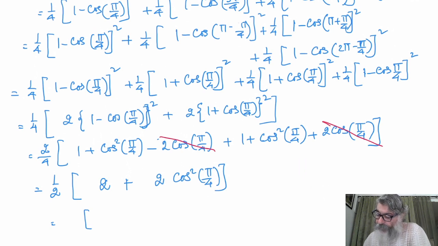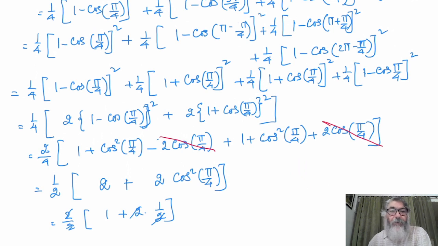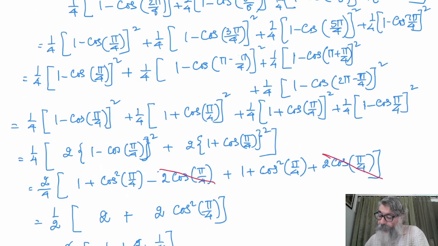Okay, 1 plus, if 2 goes outside, it will cancel. 1 plus 2, and cos pi by 4 is 1 by root 2. So 1 upon 2. So there is a mistake somewhere. What is the mistake we have committed? Somewhere we have committed a mistake.